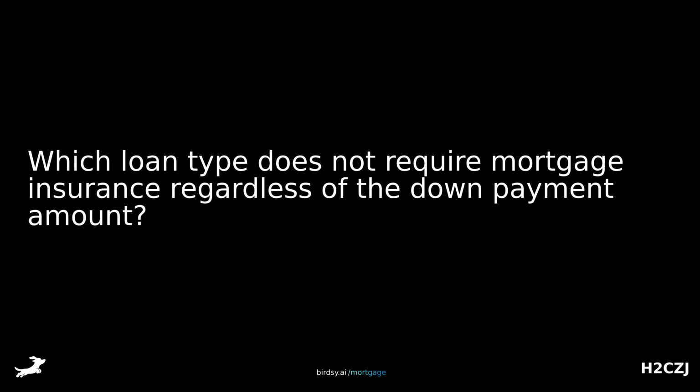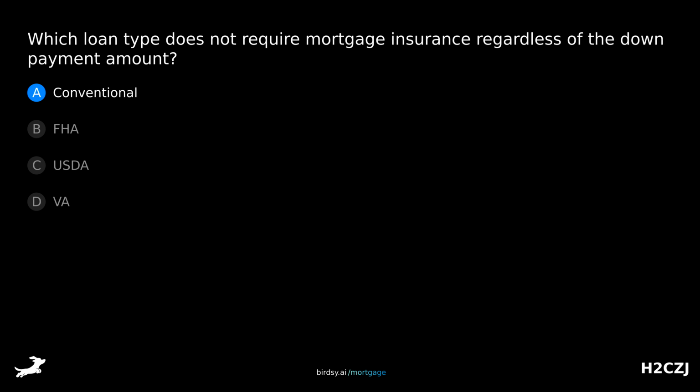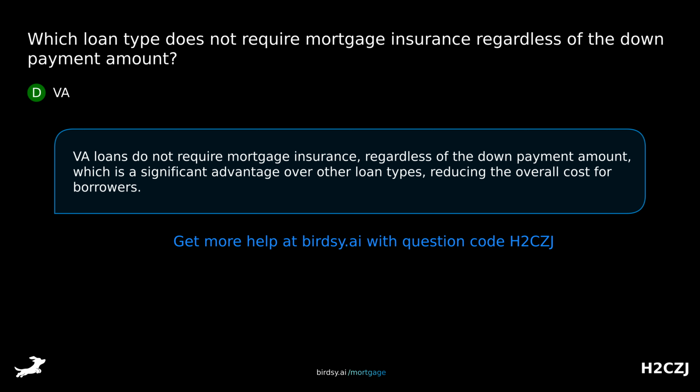Which loan type does not require mortgage insurance regardless of the down payment amount? Is it A, conventional, B, FHA, C, USDA, or D, VA? The answer is D, VA. VA loans do not require mortgage insurance, regardless of the down payment amount, which is a significant advantage over other loan types, reducing the overall cost for borrowers.